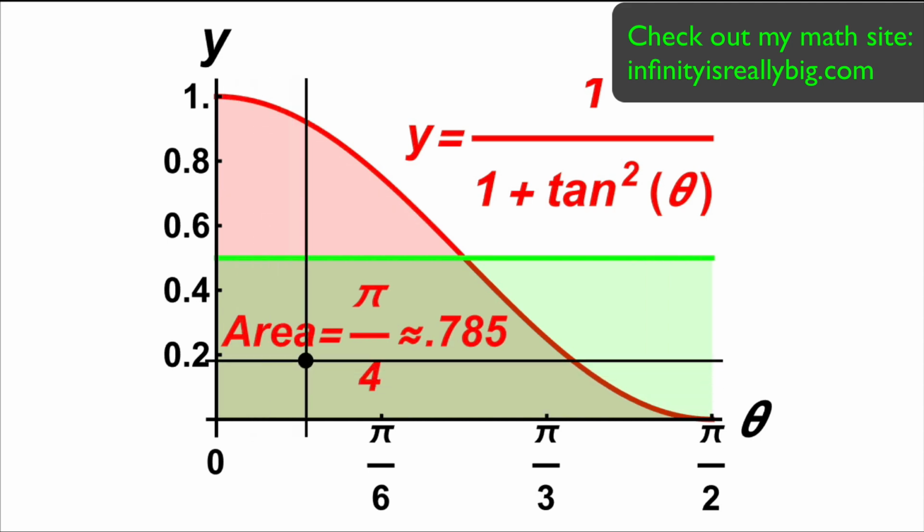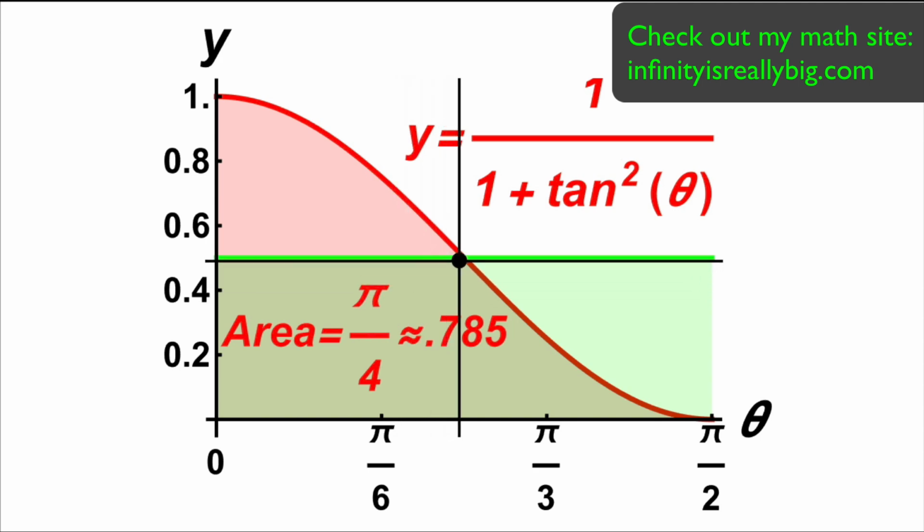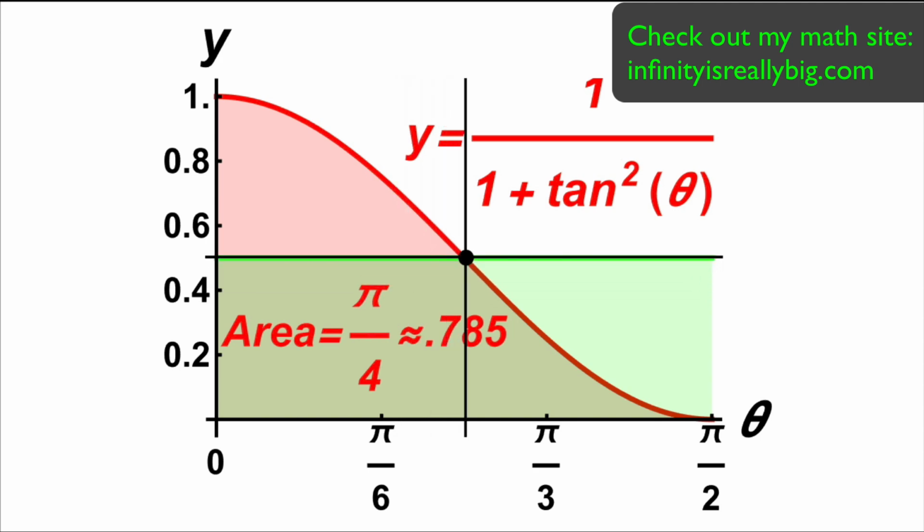If I translated the origin to be at the intersection of the red and green graphs, it seems that the red graph would become an odd function. That might be really useful in solving the problem another way, and maybe even generalizing it. Though it would be important that the point of intersection is halfway between 0 and pi over 2.